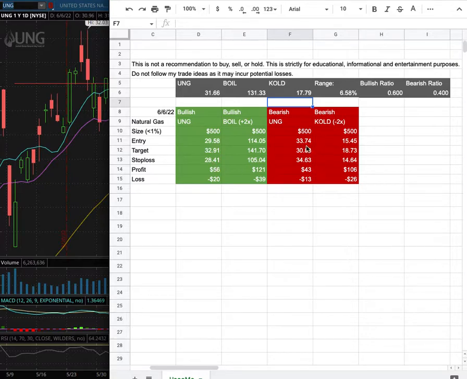However, if I were to open a short position, my entry is at $33.74. My sell target is at $30.83. My stop loss is at $34.63. So whichever entry price were to hit first, that'll be my position of the week.